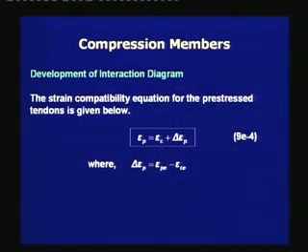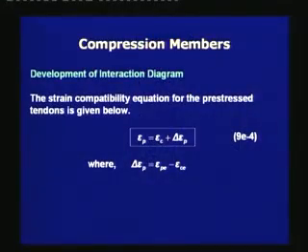The strain compatibility equation for the prestressed tendons is then given as follows: epsilon_P is equal to epsilon_C plus delta epsilon_P. Thus, under any load, the strain in the prestressing steel epsilon_P is equal to the summation of the strain in the concrete, which is epsilon_C at that level of the prestressing steel, plus this strain differential, which we denote as delta epsilon_P. Delta epsilon_P is calculated as epsilon_Pe minus epsilon_Ce.